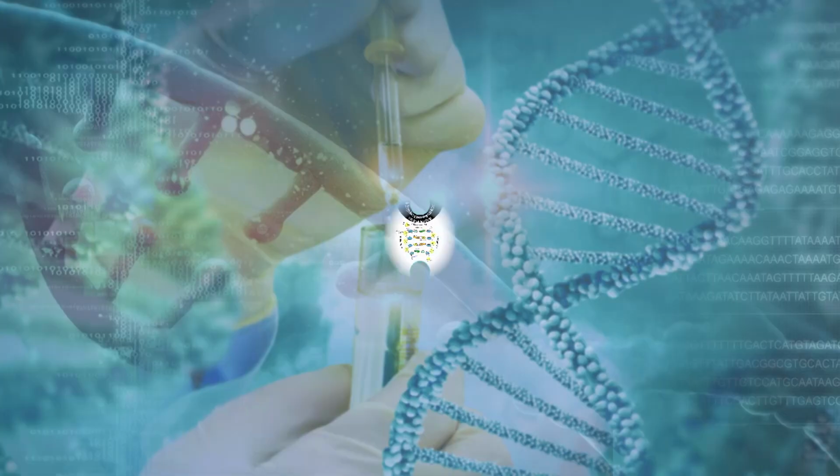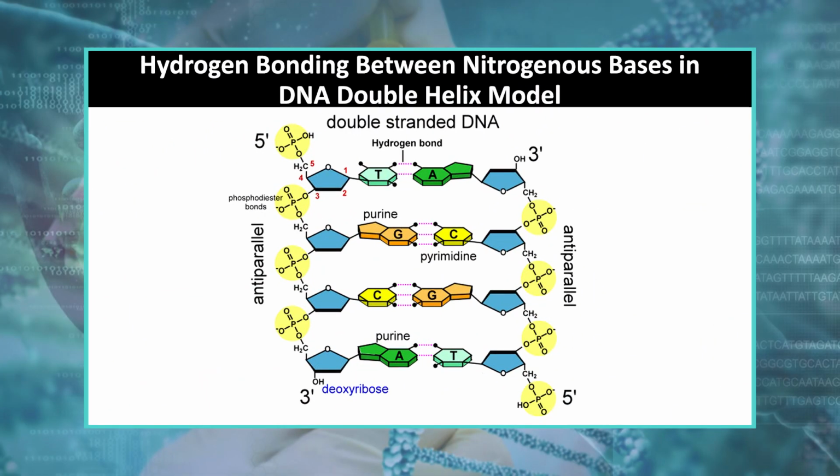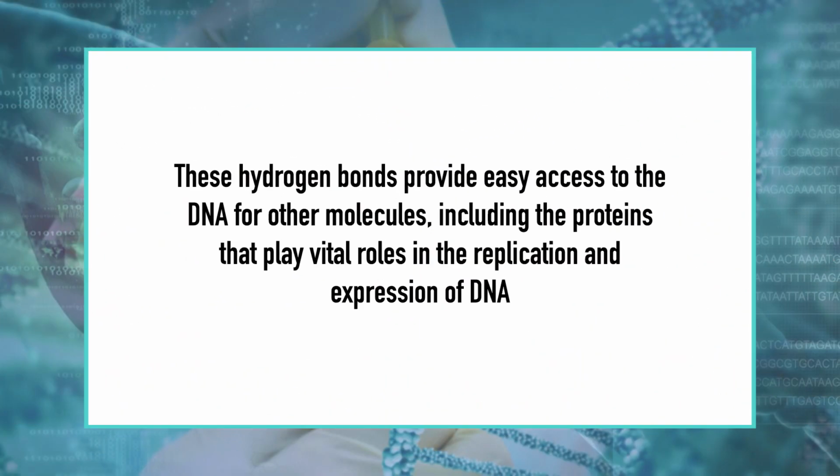Further, nucleotides are linked together with each other by their phosphate groups, which bind the 3' end of one sugar to the 5' end of the next sugar. Not only are the DNA base pairs connected via hydrogen bonds, but the outer edges of the nitrogen-containing bases are exposed and available for potential hydrogen bonding as well. These hydrogen bonds provide easy access to the DNA for other molecules, including the proteins that play vital roles in the replication and expression of the DNA.